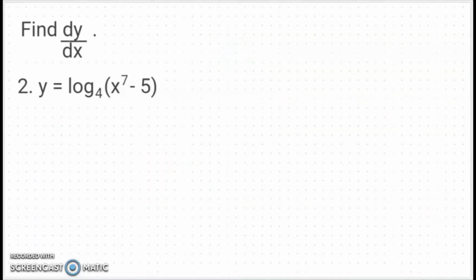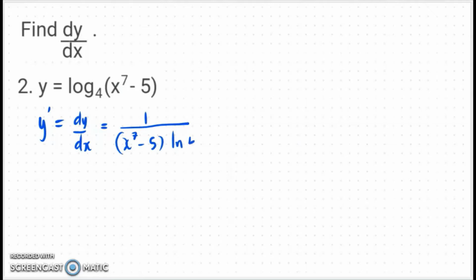And now for this example number 2, our g of x is x raised to 7 minus 5. So, let's get the derivative of this y. So, y prime, or derivative of y with respect to x, is equal to 1 over the g of x, x raised to 7 minus 5, multiplied by ln of the base 4, and then the whole of this multiplied by the derivative of x raised to 7 minus 5.